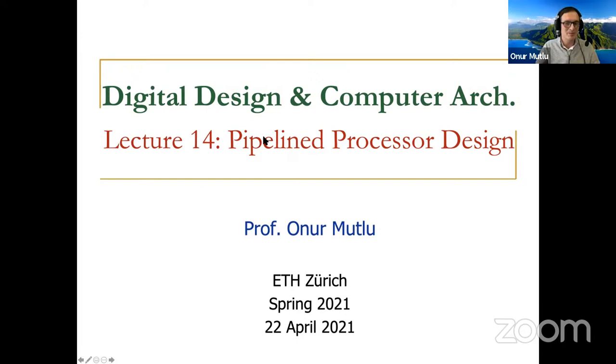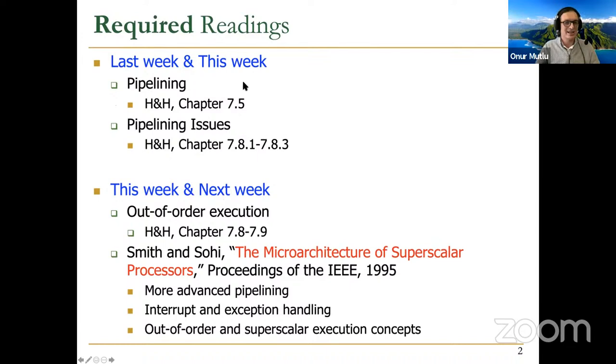But these are your readings. After this point, your books are not going to be very sufficient after pipelining and somewhat pipelining issues also. So we're going to read other things, as I discussed last time. For out-of-order execution, there's a very short treatment in Harris and Harris, but I recommend this paper that covers a lot of interesting topics that we're going to touch on today also.